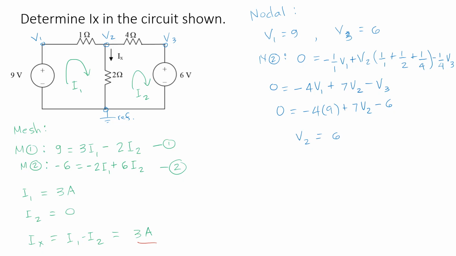Now, knowing V2, we are ready to determine Ix. Ix is equal to voltage across 2 ohms, which is V2, divided by 2 ohms. Now, take note the polarity of V2 is positive at the top, negative at the reference. Therefore, Ix is equal to positive V2, which is 6 over 2, and that is 3 amperes.